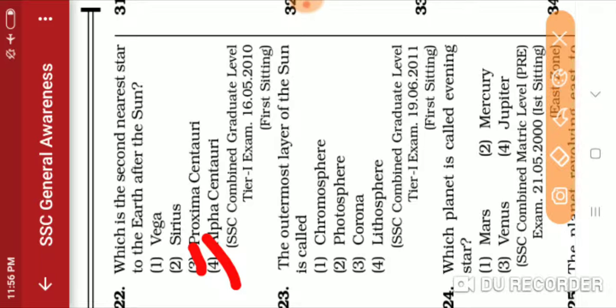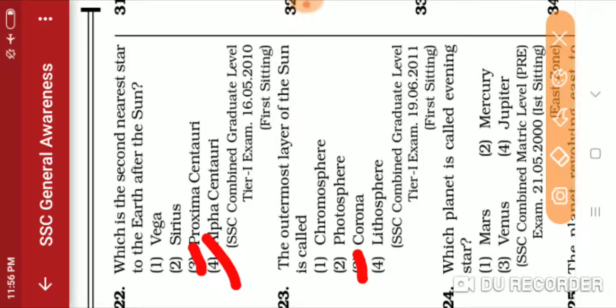Next question. The outermost layer of the sun is called, good point, so always remember that the outermost layer of the sun is called corona. Okay, corona is called the outermost layer of the sun.